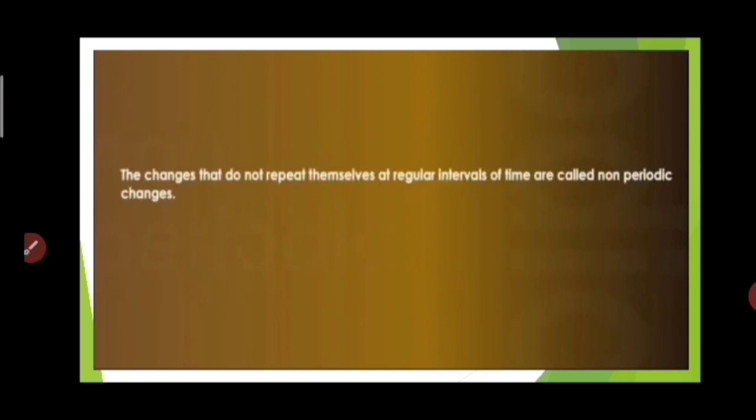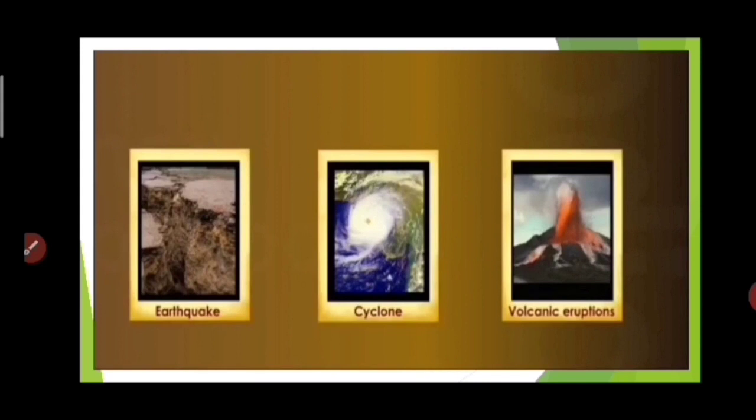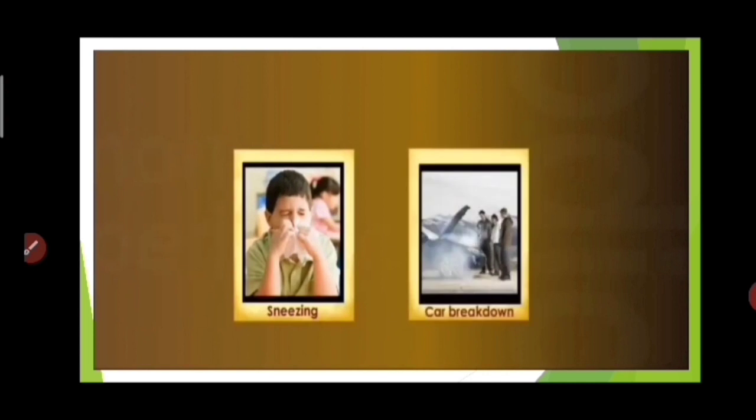The changes that do not repeat themselves at regular intervals of time are called non-periodic changes. They can occur any moment. For example, natural disasters such as earthquakes, cyclones, volcanic eruptions, etc. are some occurrences that do not occur at regular intervals. Sneezing or car breakdown, etc. are other examples of non-periodic changes.